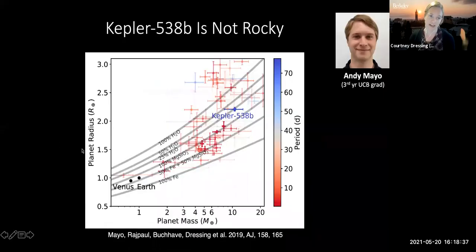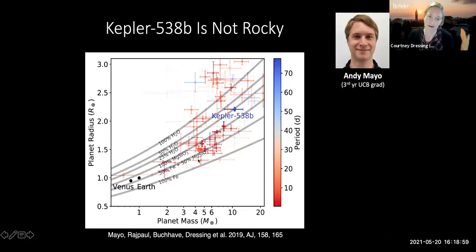If we place Kepler 538b on the mass radius diagram, this is where it falls. So on the left here again, we have planet radius, on the bottom planet mass. Now we're using gray lines for compositional models, but it's the same story. The ones on the bottom are more iron, the ones on the top are more lightweight materials. Venus and Earth are here for reference, and our Venus and Earth-like model runs about here.